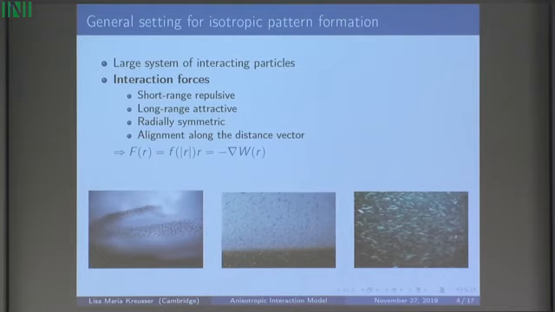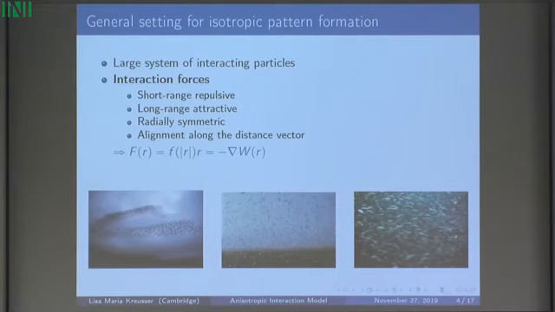Pattern formation has already been discussed quite a lot in literature, and in general, we're considering a very large number of interacting particles with certain interaction forces. In particular, we're interested in looking at short-range repulsive forces so that collisions between the particles are avoided. But on the other hand, we need long-range attractive forces so that we're actually able to see some kind of pattern formation. In the easiest models, we consider radially symmetric forces which are aligned along the distance vector.